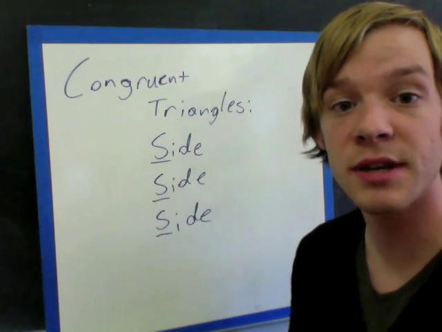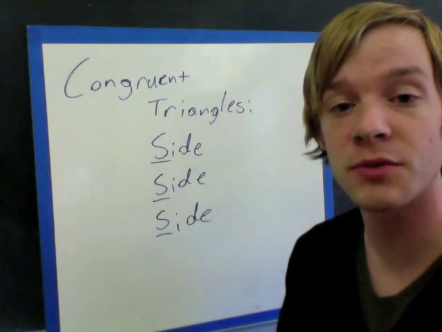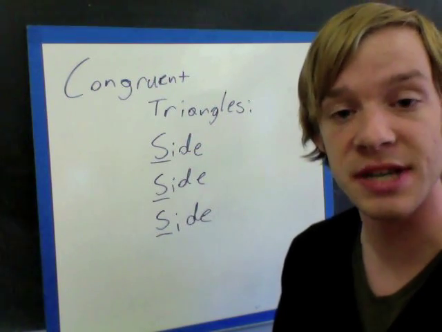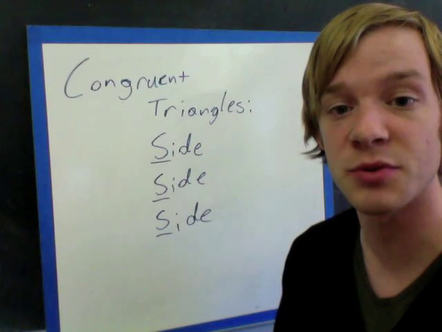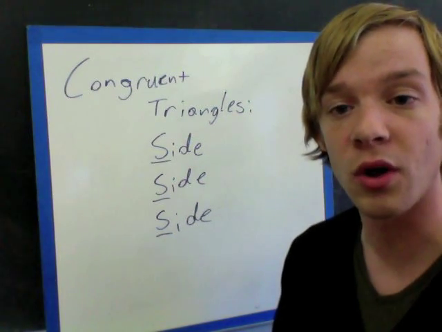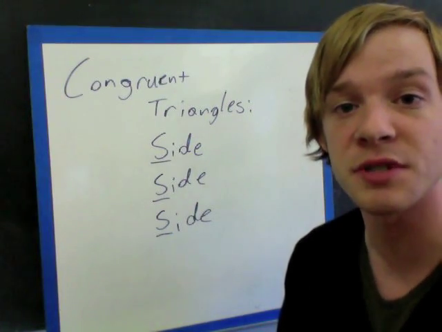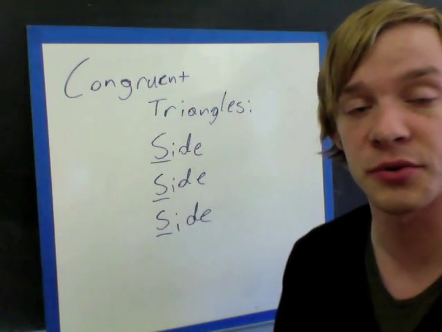All right, so let's take a look at a second example of proving when two triangles are congruent using our side-side-side rule. So remember, this rule says that when we have two triangles where all of the corresponding sides are congruent, that means that the two triangles themselves are also congruent.